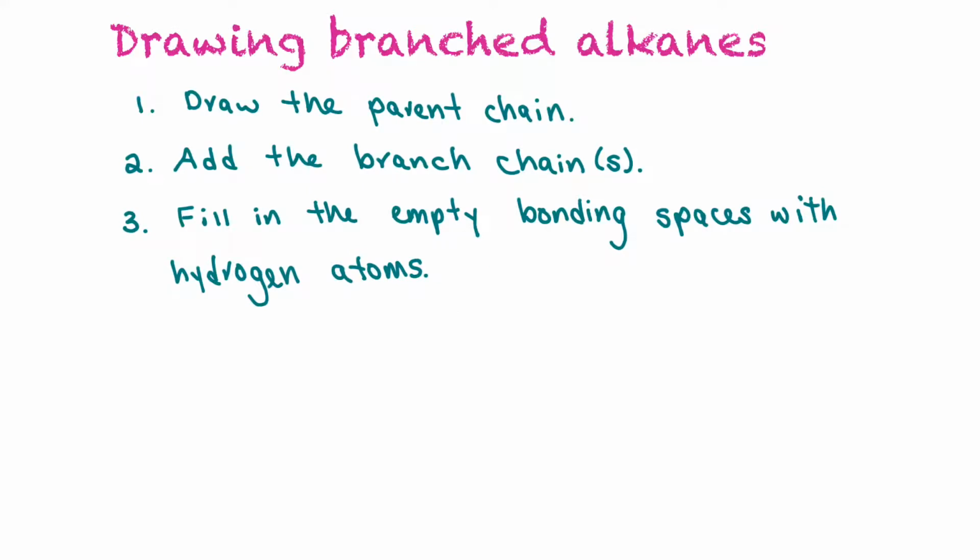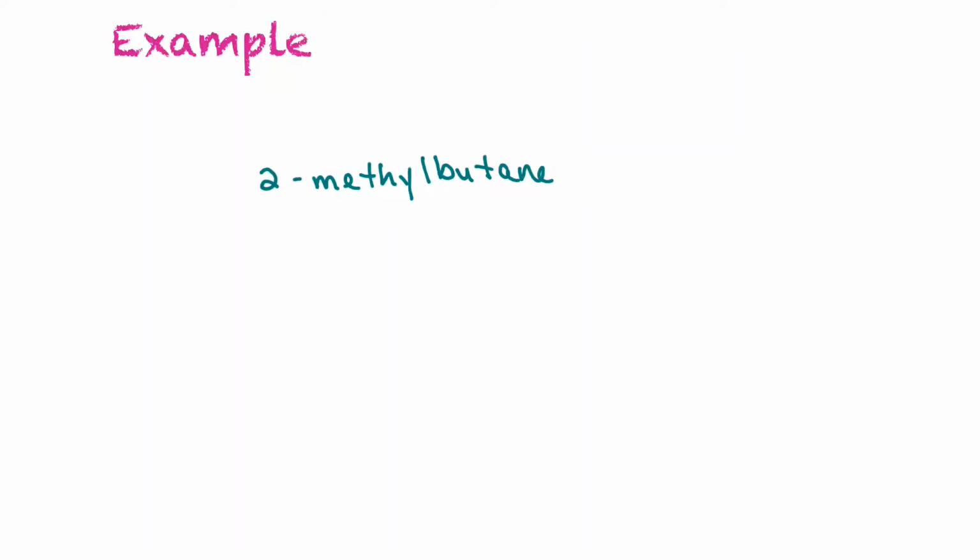Now drawing branched alkanes, you draw the parent chain first, and then you add the branch chains, and you fill in the empty bonding spaces with hydrogen atoms after you've drawn in the branches. So in this example, we're being asked to draw 2-methylbutane. The first thing we do is the parent chain. So 1, 2, 3, 4, because butane is 4. And then 2 means it's on the second carbon, so not the very first one, the second one. And it's methyl, so CH3.